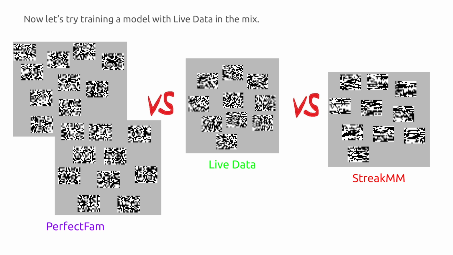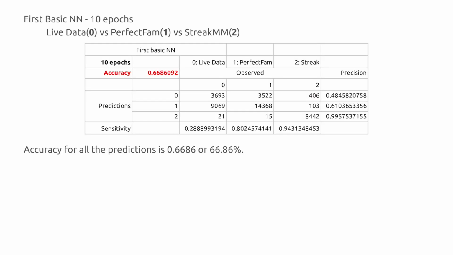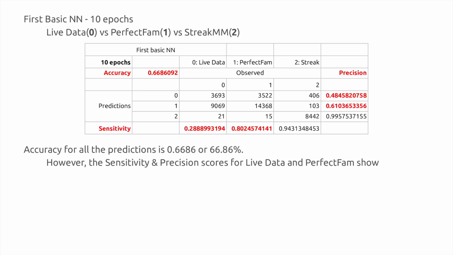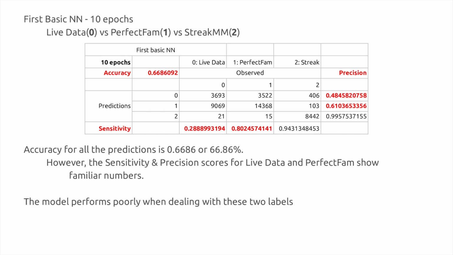Now let's try training a model with live data in the mix. Accuracy for all the predictions is 0.6686 or 66.86%. However, the sensitivity and precision scores for live data and PerfectFAM show familiar numbers. The model performs poorly when dealing with these two labels and is back to being just as good as guessing, or even worse.